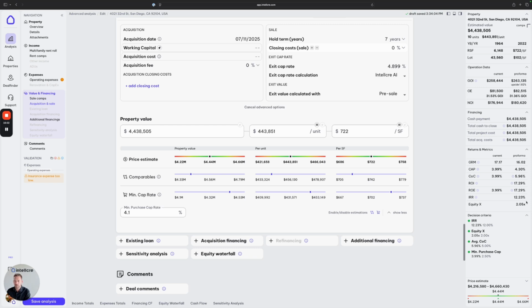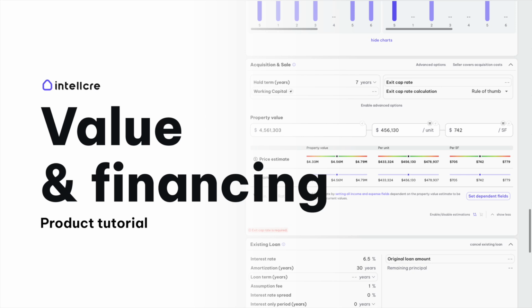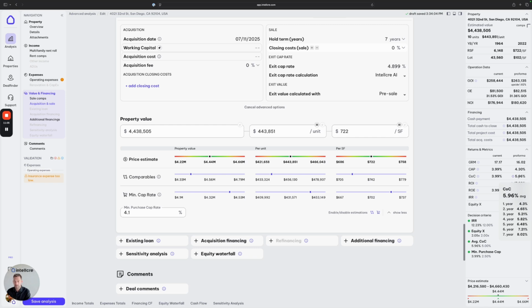So of course, hovering over some of these numbers, such as cash on cash, we can see what the cash on cash is year by year, whereas this pro forma is going to be our annualized cash on cash number, annualized over the entire hold period.